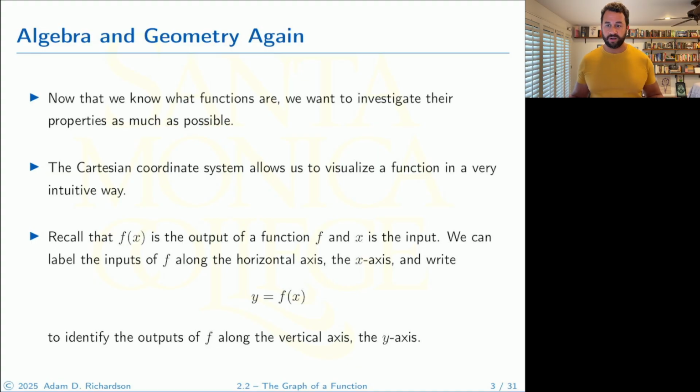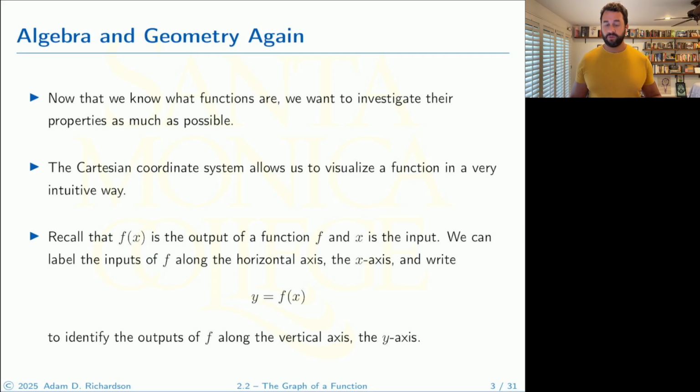We know what functions are, and we explored them as a very abstract concept, right? So we want to investigate the properties of these functions, and the Cartesian coordinate system allows us to visualize functions in a very, very nice way. So the first thing you got to remember is that f of x is the output of a function f, and x is the input of the function, right? That notation is still critically important. X is the input, f of x is the output, the thing that comes out of the box, right?